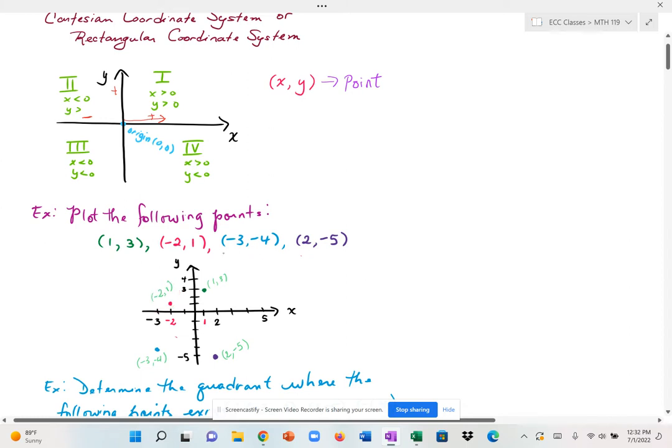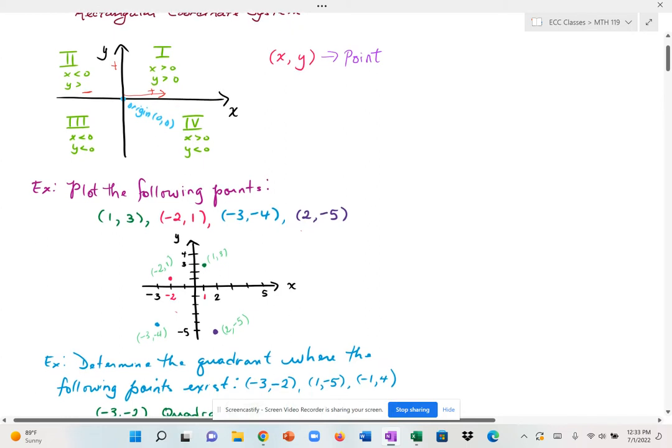The next one in this lighter blue color, negative 3, negative 4, means you've gone 3 to the left and 4 down. That's in quadrant 3. And the last one in this purple, 2, negative 5, is in quadrant 4. That means you're going 2 units to the right and 5 units down. That's your quadrant 4 point. So we just plotted 4 random points. You don't need to connect these in any way.